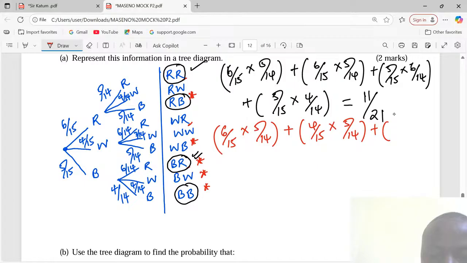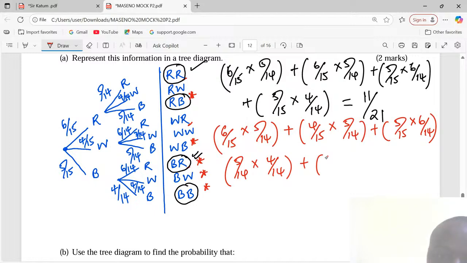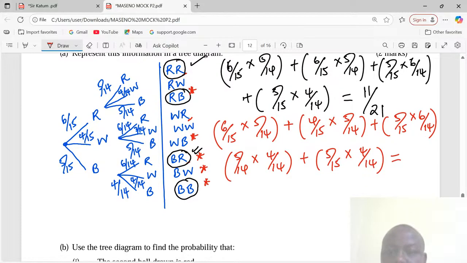blue, then red, 5/15, then red 6/14, or we can have 5/15 followed by white 4/14, or 5/15 followed by blue 4/14. This is what we're going to compute. The cases where a blue is featuring, that's what we wanted, and we've outlined and given them out.